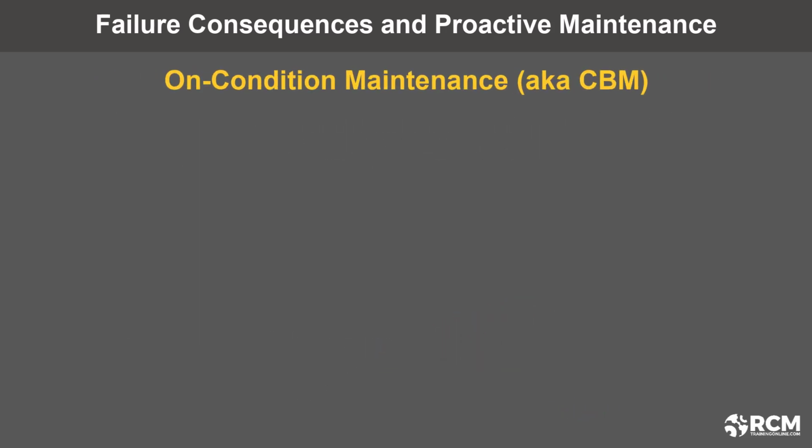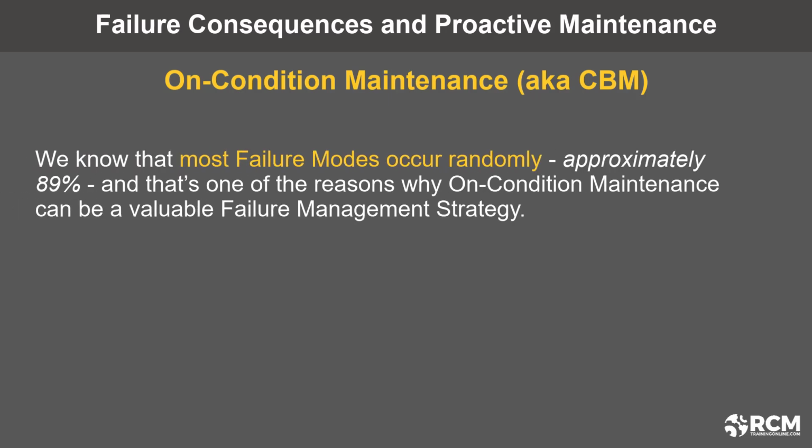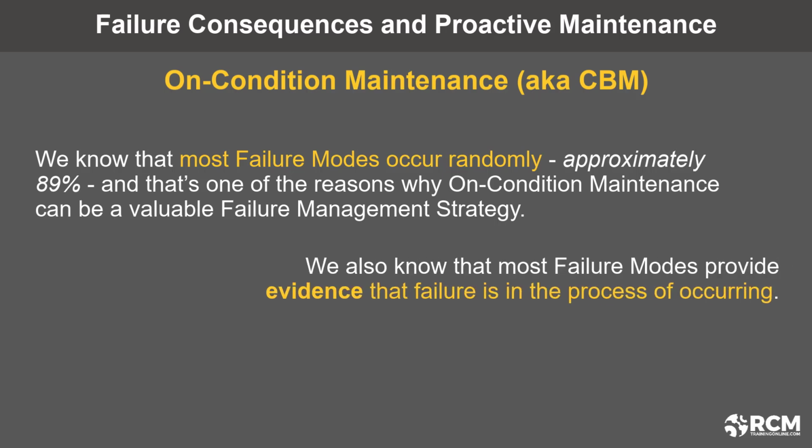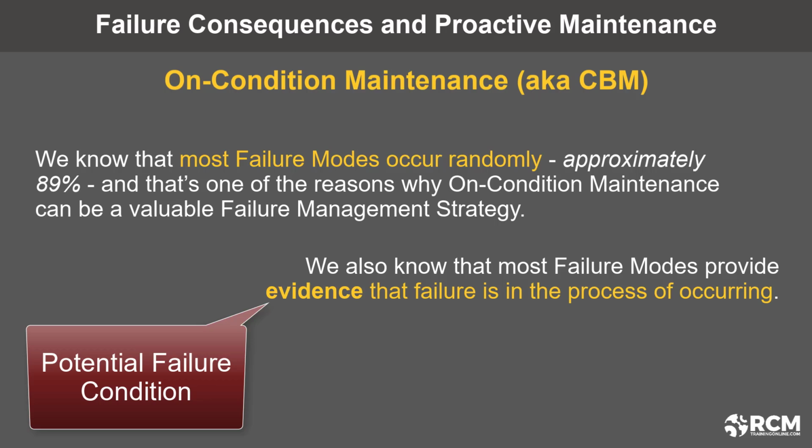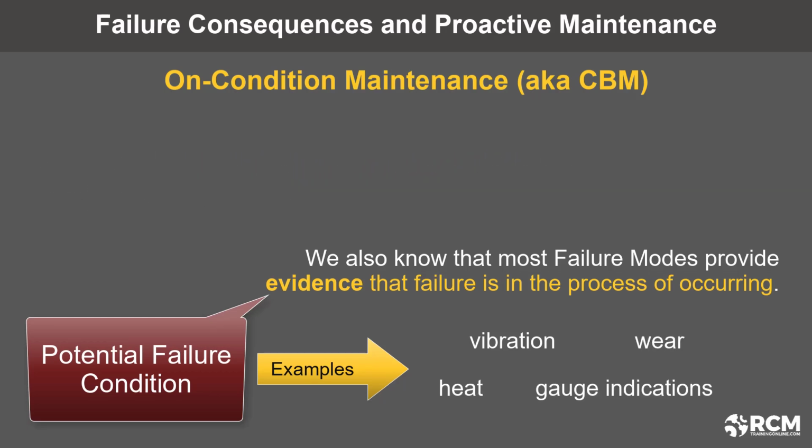Now let's move on to condition-based maintenance, or on-condition maintenance. We know that most failure modes occur randomly, approximately 89%, and that's one of the reasons why on-condition maintenance can be a valuable failure management strategy. We also know that most failure modes provide evidence that failure is in the process of occurring. This evidence is called a potential failure condition. For example, vibration, heat, wear, and gauge indications.